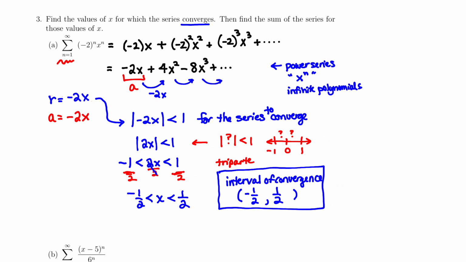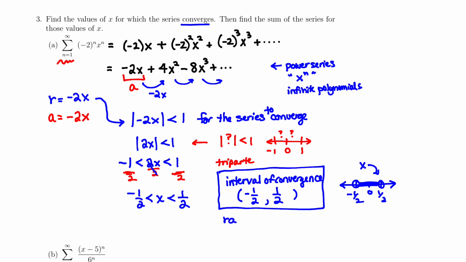Pictorially, that means that in my picture, as long as x is some value in between negative 1/2 and positive 1/2, so x can be any number in there. It could be negative 1/4, it could be positive 1/3, it could be negative 1/6. As long as x falls in that band, in that interval, the series will converge, because when you put that value up in x, you'll get an r value that is less than 1.